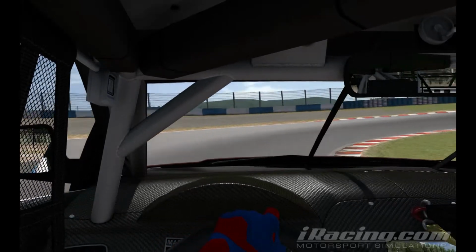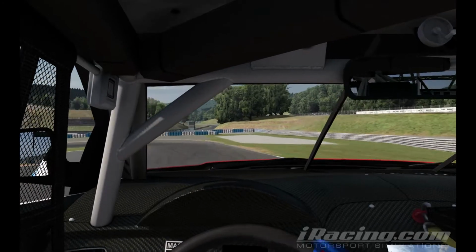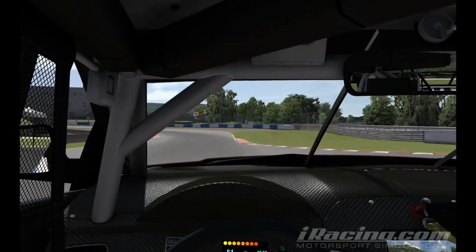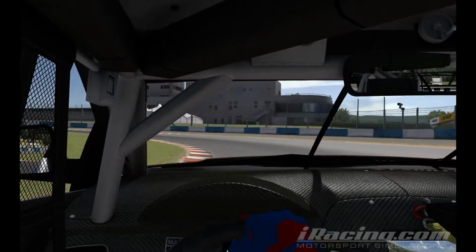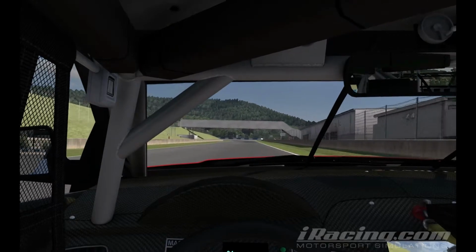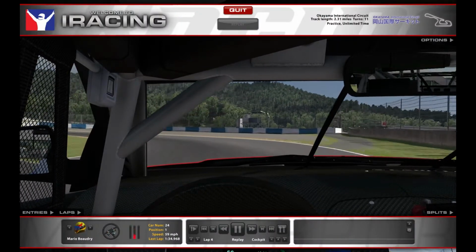Okay, so you can see, you can hear me struggling with the car. So yeah, try not to downshift as low as possible, because it's hard on the driving line, it's hard on the car, it's hard on the tires. So yeah, be mindful of that.